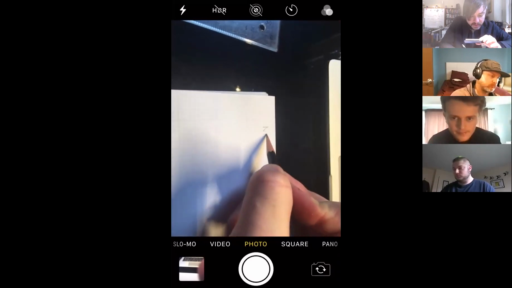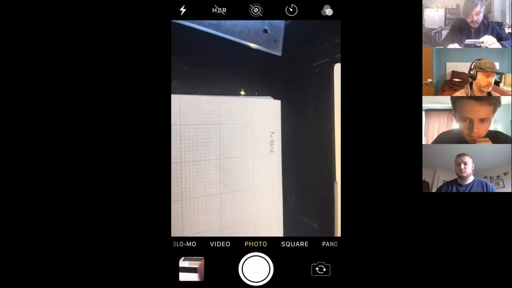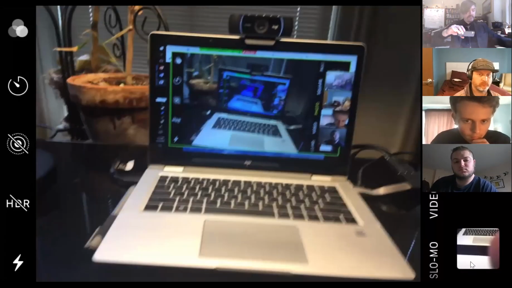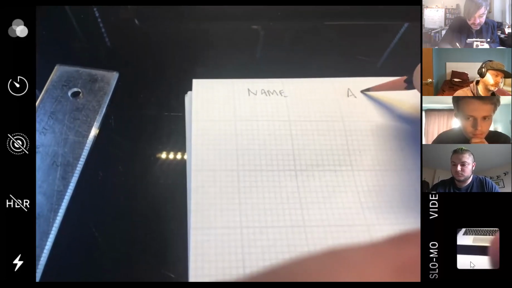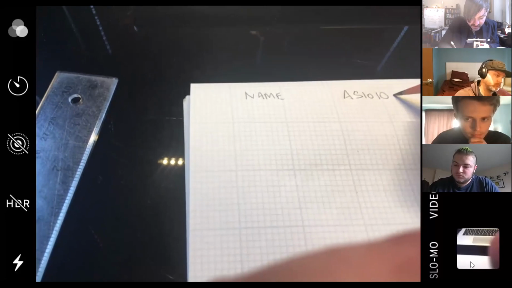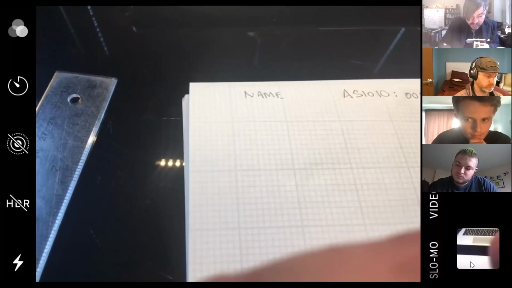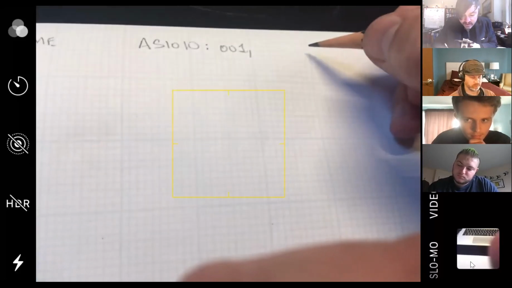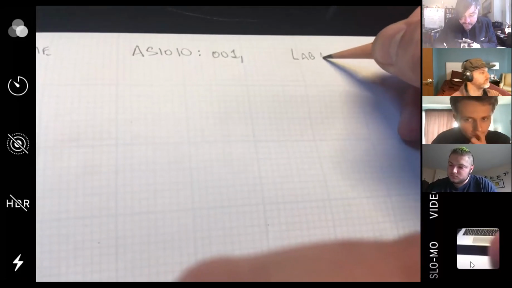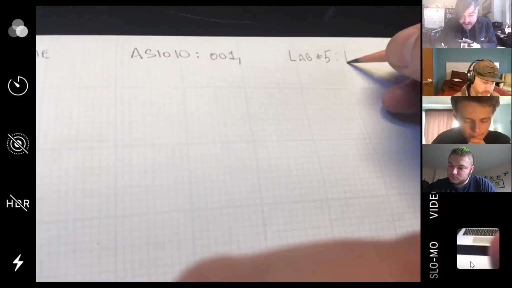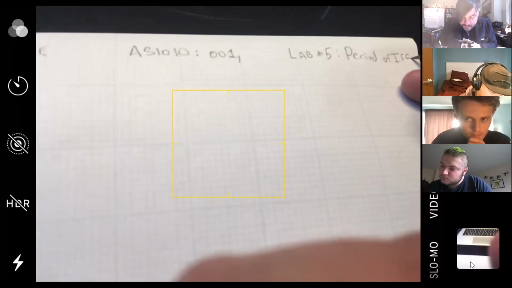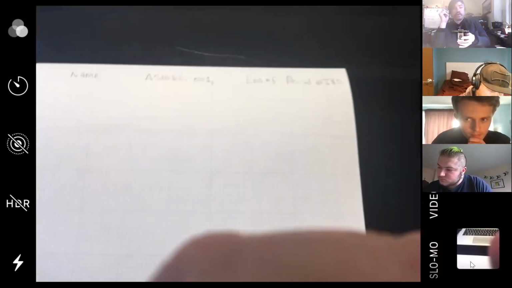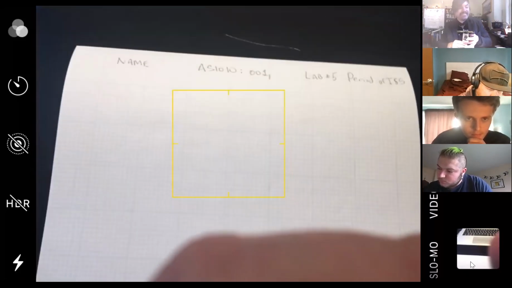So let's start up at the top here, and we'll have our names. Oh, sorry, that's sideways. There we go. So we have our name. We'll put down Astronomy 1010 and our section, whatever your section is. And then this is Lab 5, which is the period of the ISS. You can get all of that down if you're willing to.